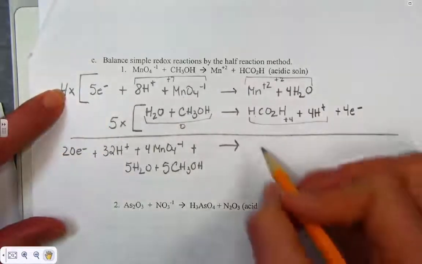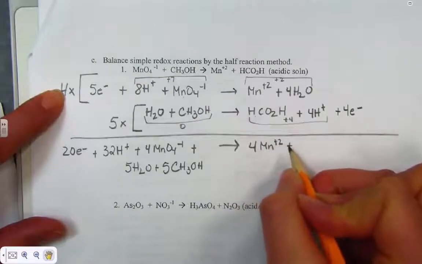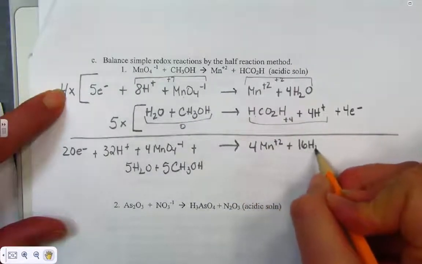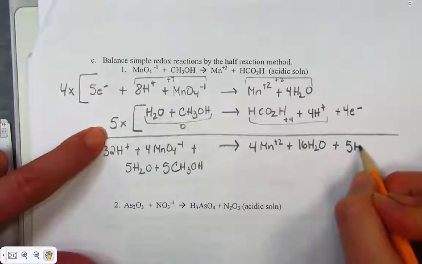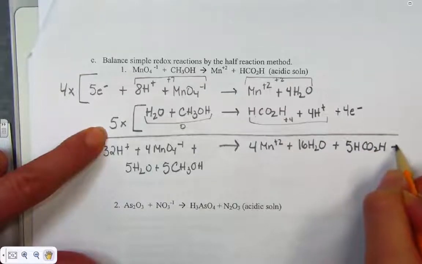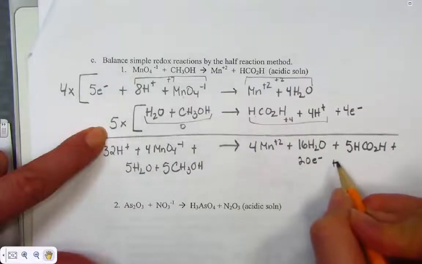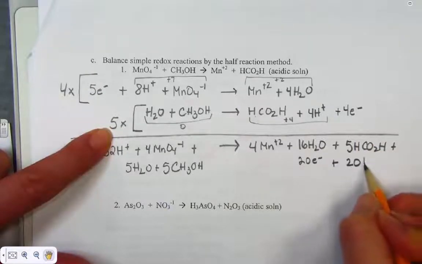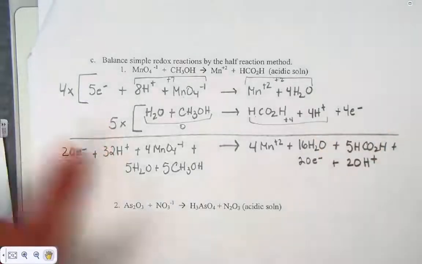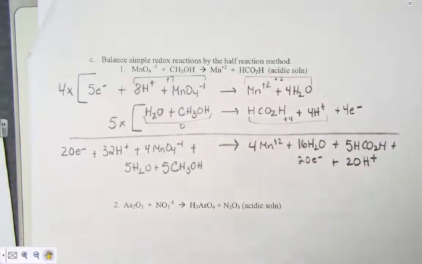Let's go to the right side. Up top to the first one, 4 Mn plus 2's, plus 4 times 4 is 16 waters, plus 5 HCO2H, and 5 times 4 is 20 electrons, and 5 times 4, 20 protons. I don't know why I reversed that, sorry. 5 units of the molecule, 20 electrons, 20 hydrogens. That looks correct. Now what can we simplify?